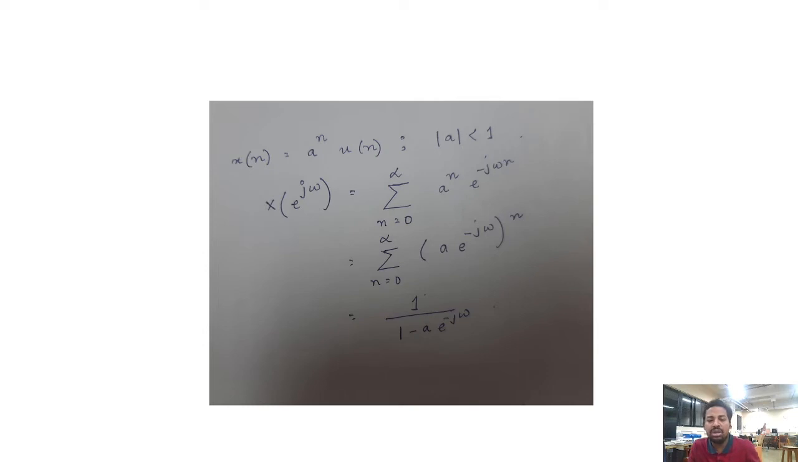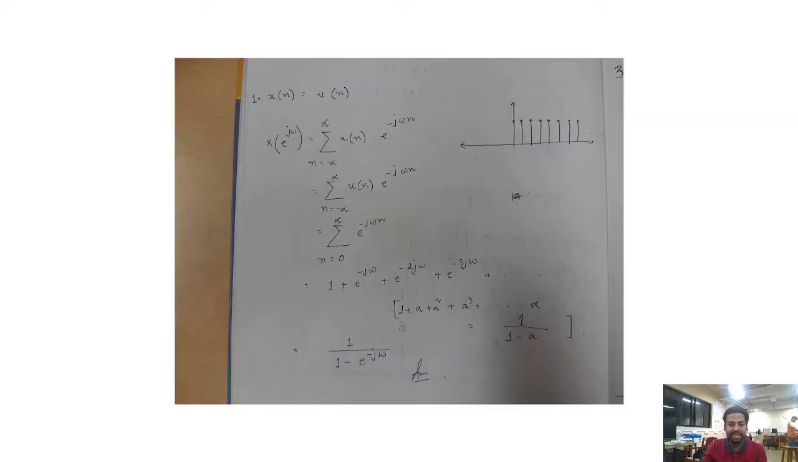And we all know the summation formula of an infinite series is equal to a divided by 1 minus r, where a is the first term and r is the common ratio. And what is the common ratio here? a into e to the power of minus j omega. So ultimately we have the formula as 1 divided by 1 minus a into e to the power of minus j omega. If it is not clear, you can tell me how I have solved this problem.